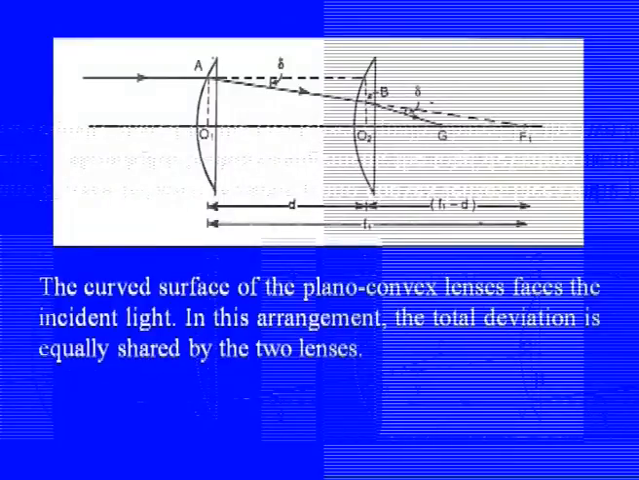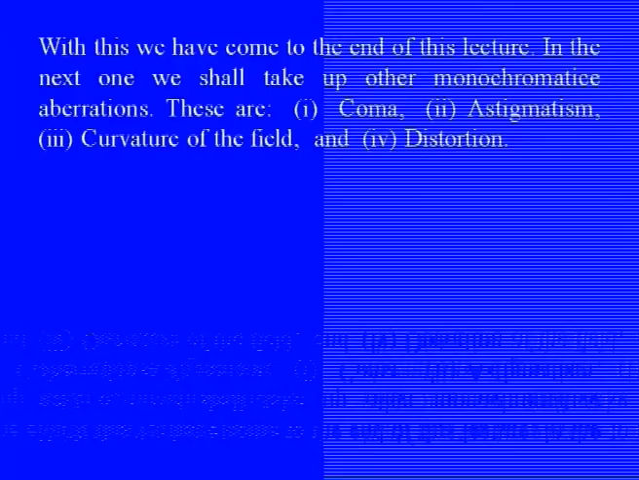the spherical aberration is minimum when their separation is equal to the difference in their focal lengths. Take this combination. The curved surface of the plano-convex lenses faces the incident light. This is to divide the total deviation over the surfaces. So, in this arrangement the total deviation is equally shared by the two lenses, and with this we have come to the end of this lecture.